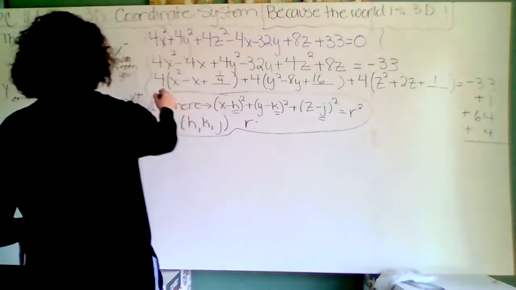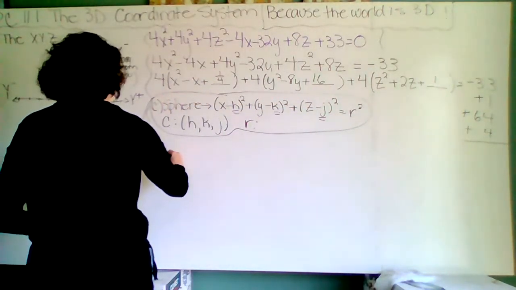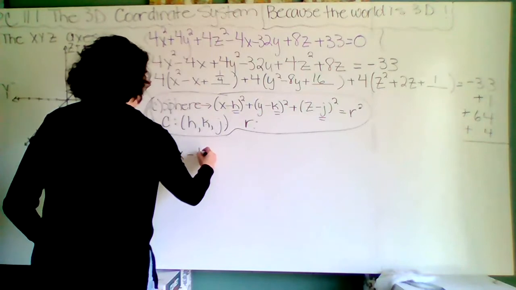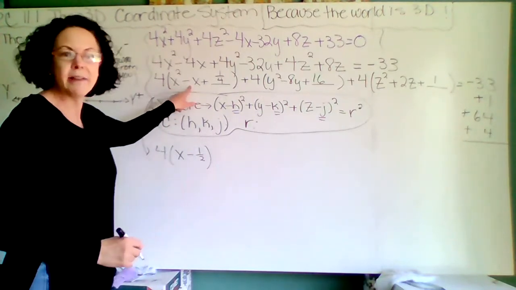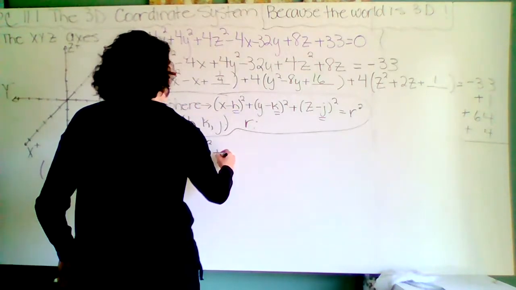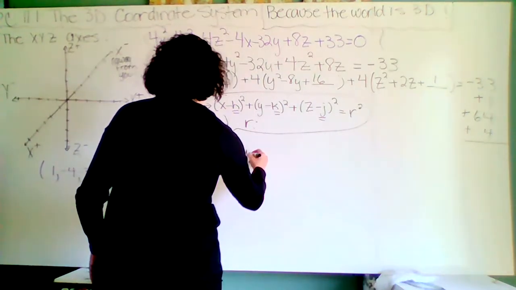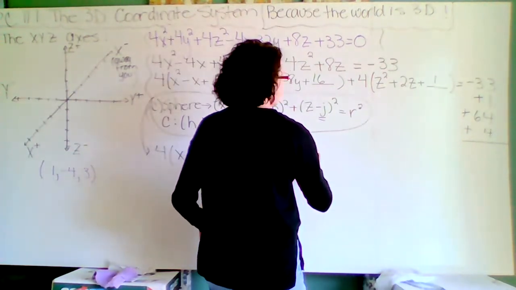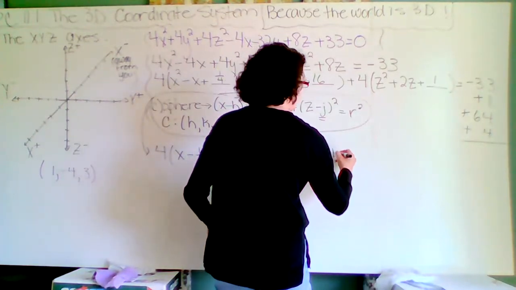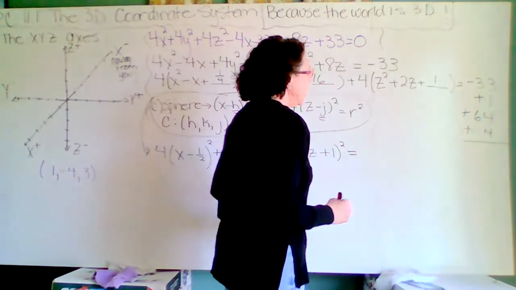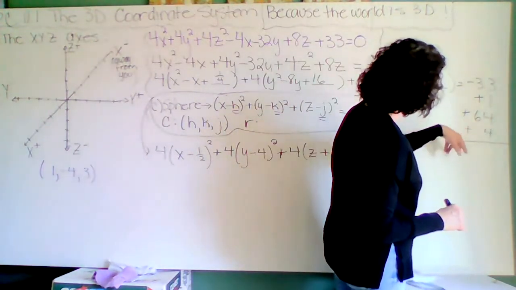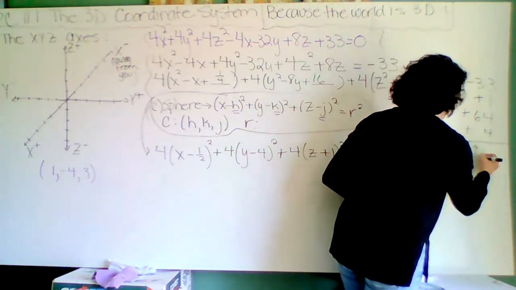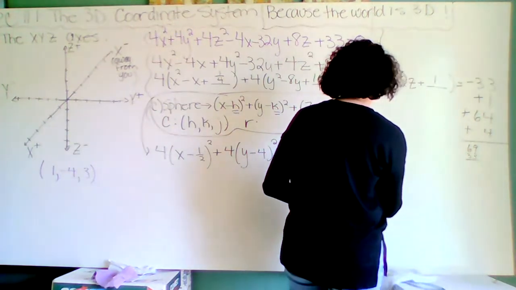Okay, so I'm going to go below here now, and I have 4, and I'm going to write my perfect square binomial for the x's. That would be x minus 1/2. If you remember, it's half of b, it's what you squared. Plus for my y's, that would be y minus 4 squared. For my z's, that would be z plus 1 squared. Equals, and let's see, I have 64. What do I have over here? 69 minus 33. Oh, that comes out real nice. That's a 36.